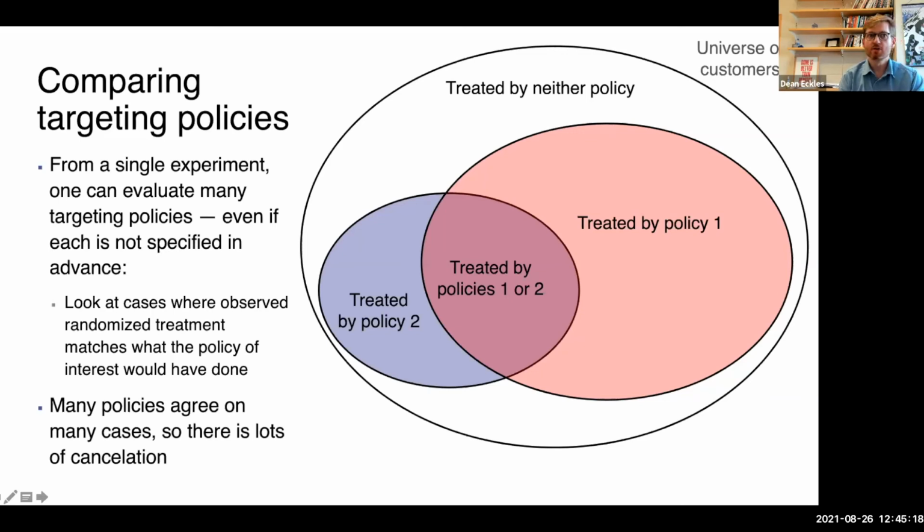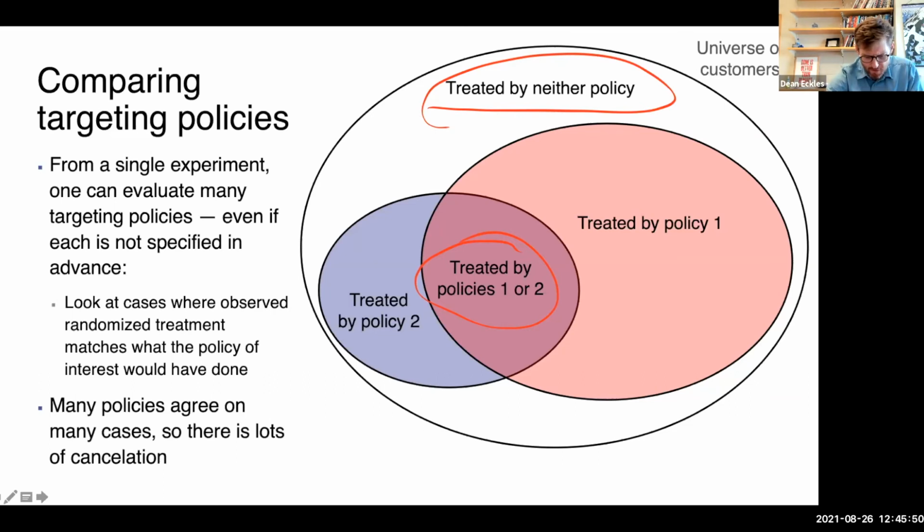So a lot of times two targeting policies might agree on a whole bunch of units. So here, policy 1 and policy 2 agree on all these units and all these units, but then they disagree on some units that maybe should be treated under one policy and not treated under another policy. And so, when we're thinking about the challenge of comparing two policies, it's going to be in contrasting those cases where the policies disagree.